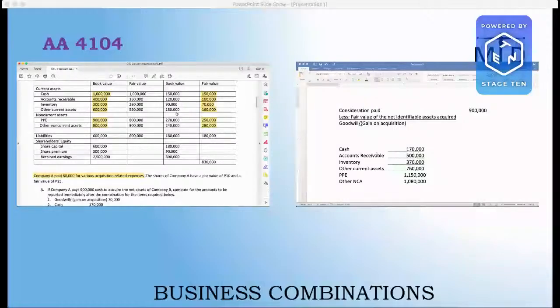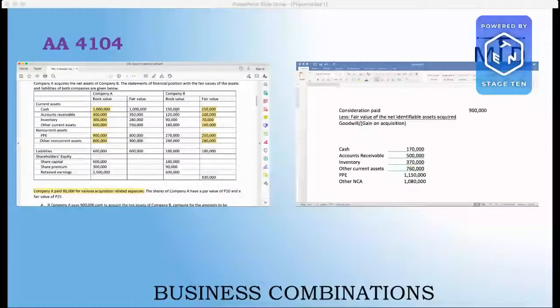Okay, so we have here the assets and liabilities of company B. And again, the only relevant valuation here is the fair value. So this would be 150 plus 100 plus 70 plus other current assets of 160 plus PPE of 250 plus other non-current assets of 280. Let me give me time to add first, class. 250, 320, 420, 480, 760, 960, 1,010,000. I hope I'm correct, class. The total assets is 1,010,000.